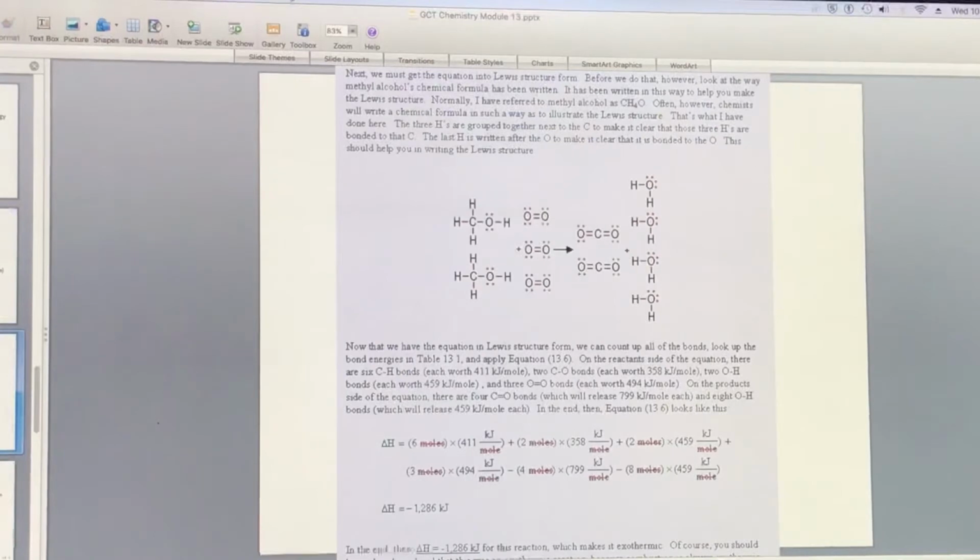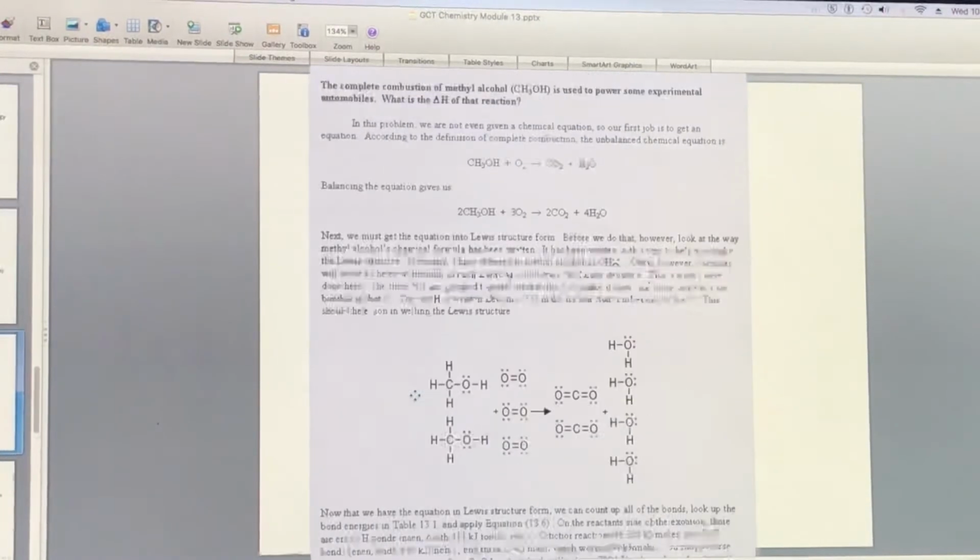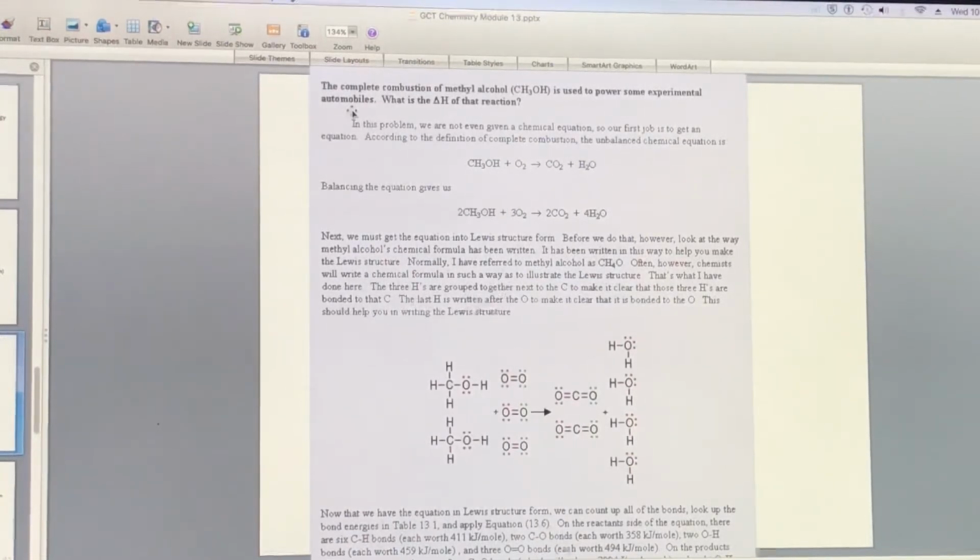Now we are going to take a look at another example, and I'm just pulling this down. Okay. It says the complete combustion of methyl alcohol, which is CH3OH, is used to power some experimental automobiles. What is the delta H of that reaction?